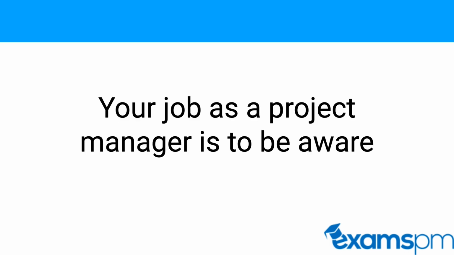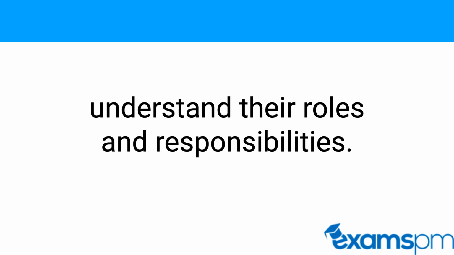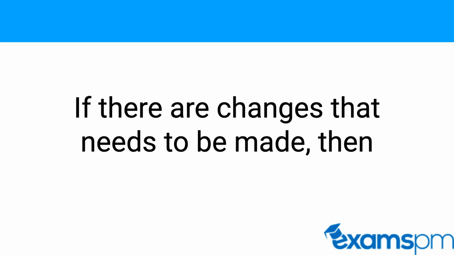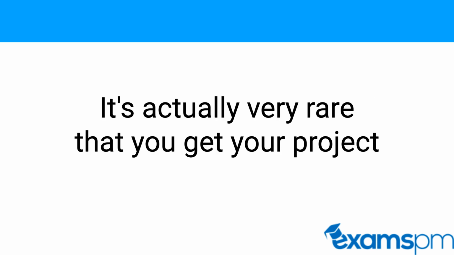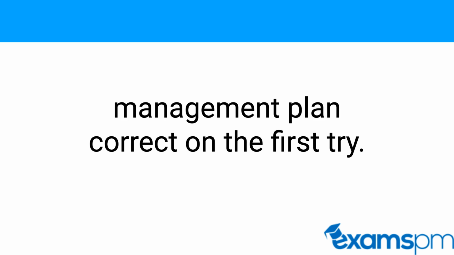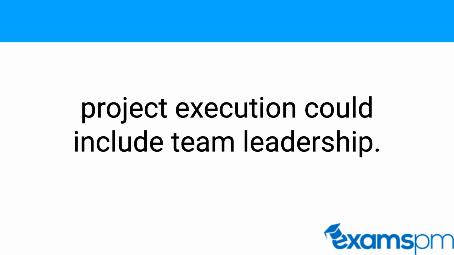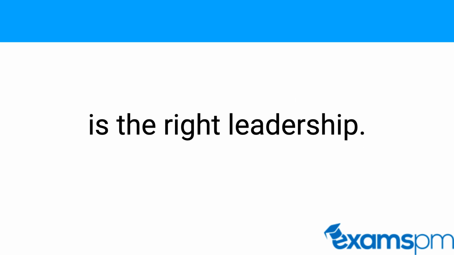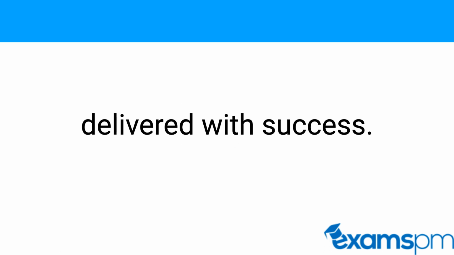Your job as a project manager is to be aware of what everyone is up to, make sure that they understand their roles and responsibilities, and they are working towards completing the project deliverables. If there are changes that need to be made, then you may need to go back and modify your plans. It's actually very rare that you get your project management plan correct on the first try. Some key project management steps during project execution could include team leadership, making sure that the team has a vision and there is the right leadership, aka you, in place to make sure that the vision is being delivered with success.